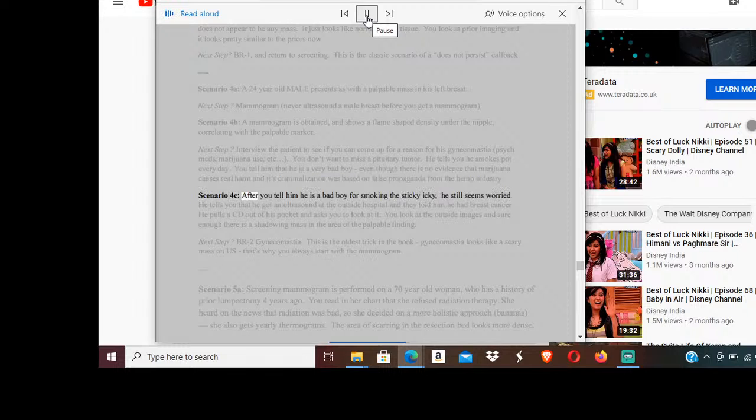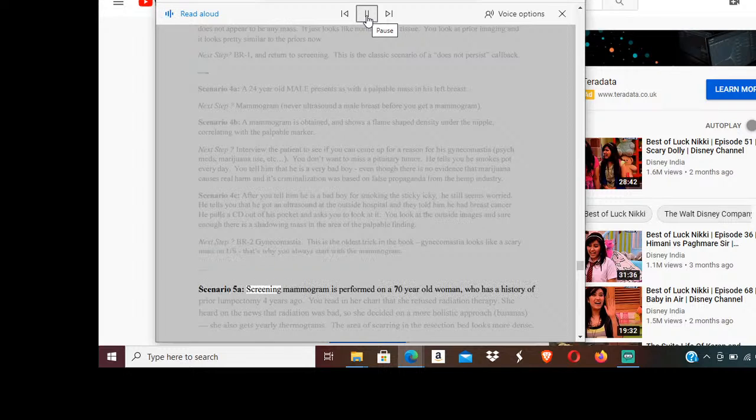Scenario 4C. After you tell him he is a bad boy for smoking the sticky icky, he still seems worried. He tells you that he got an ultrasound at the outside hospital, and they told him he had breast cancer. He pulls a CD out of his pocket and asks you to look at it. You look at the outside images and sure enough there is a shadowing mass in the area of the palpable finding. Next step. BR2 gynecomastia. This is the oldest trick in the book. Gynecomastia looks like a scary mass on US, that's why you always start with the mammogram.